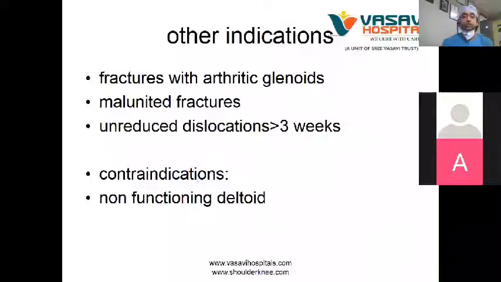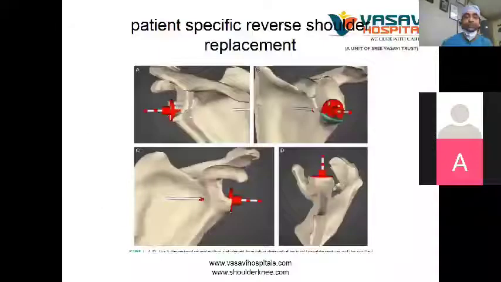The other indications of a reverse shoulder are fractures with arthritic glenoids, malunited fractures, and unreduced dislocation wherein the cartilage is already lost. And then the contraindication is a non-functioning glenoid. I personally do a nerve conduction study of the deltoid and make sure the deltoid is functioning well before I plan or offer the patient reverse shoulder arthroplasty.